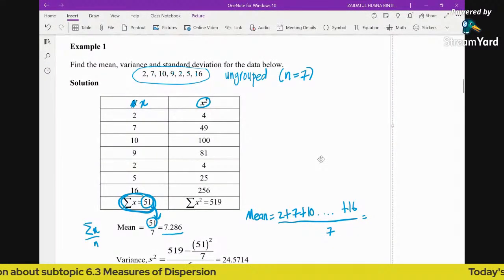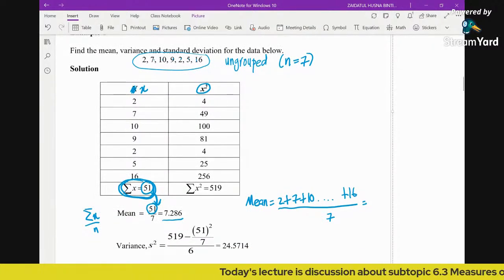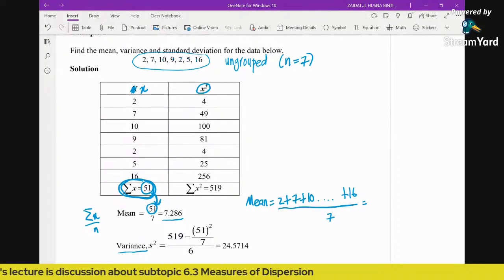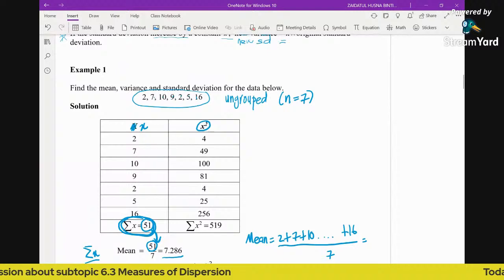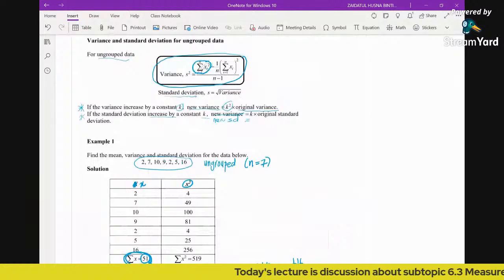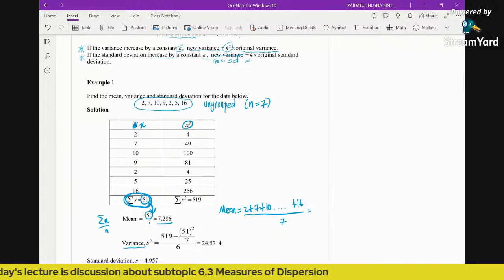Okay, so the mean is this. Now we will find the variance using the formula. So the formula of variance is this. Let's recall the formula just now. The formula is sum of x squared minus 1 over n multiplied by the sum of x, squared, divided by n minus 1. Now we have the sum of x squared, which is 519.